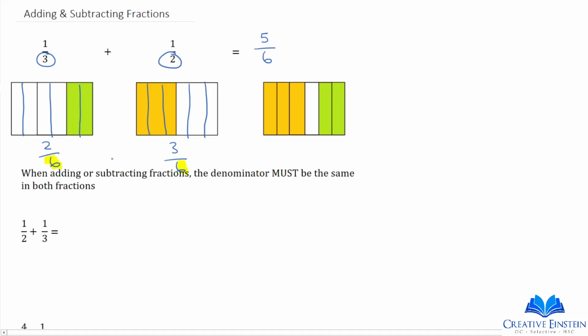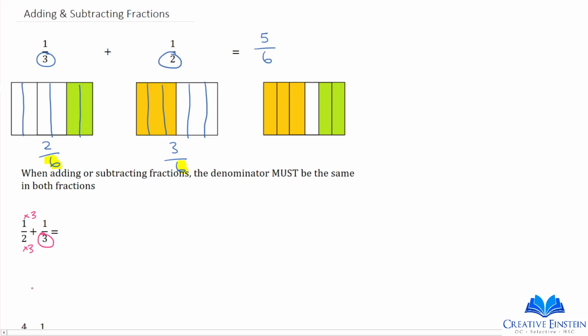There are two ways of doing that. One is to cross multiply. The other way is to use LCM. In this video, we're going to be looking at cross multiplying. In the next video, in adding and subtracting part 2, we'll look at using the LCMs to add or subtract fractions.